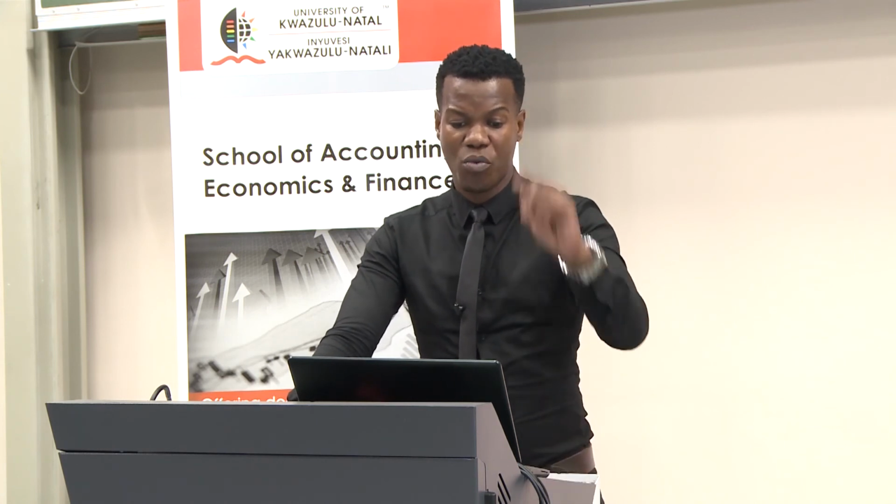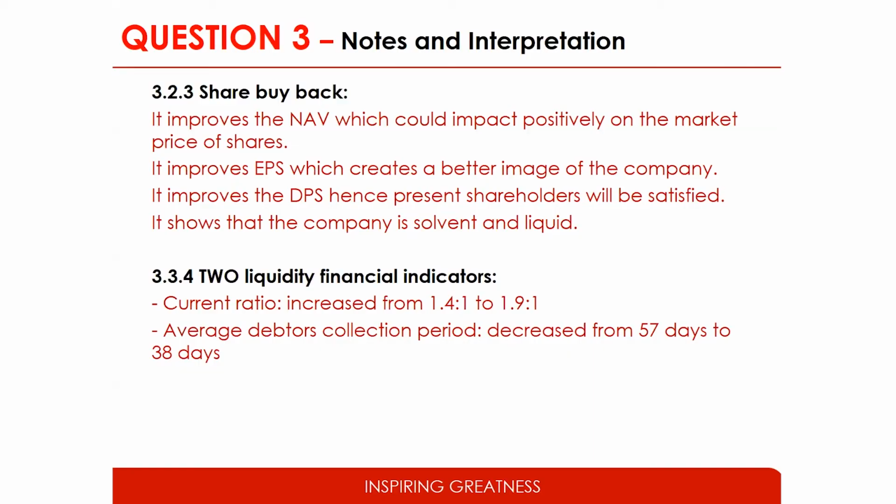So the first one is your current ratio. Current assets to current liabilities. The current ratio has increased from 1.4 to 1 to 1.9 to 1. So they have more current assets to go by, and that is clearly depicted from the 1.4 move to the 1.9. And then the average debtors collection period has decreased from 57 days to 38 days.